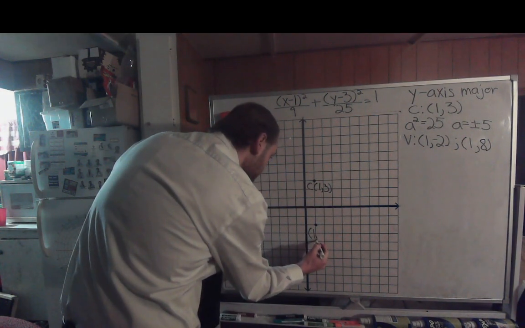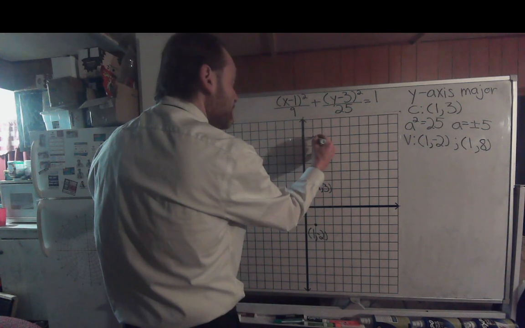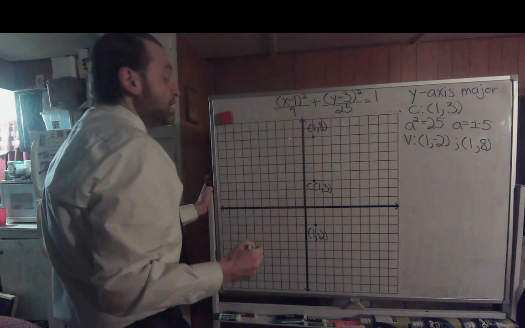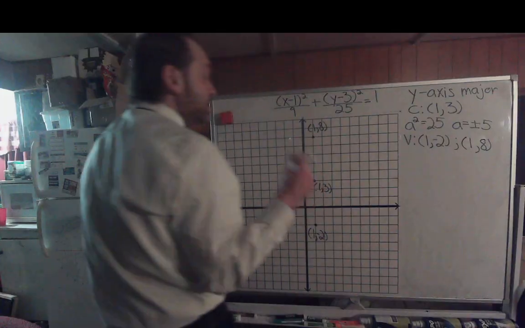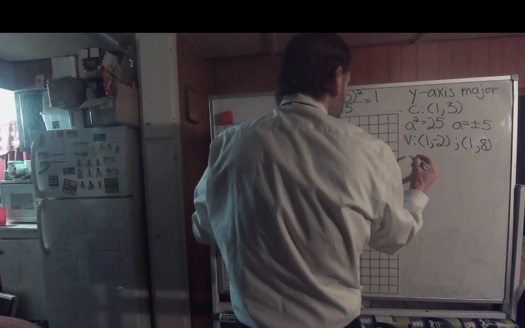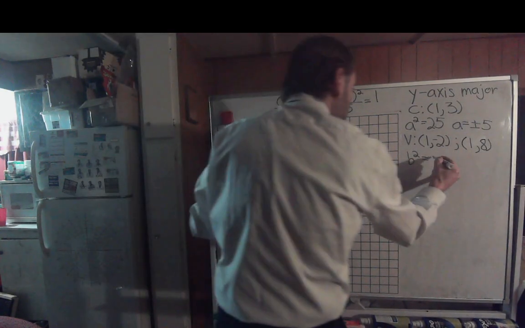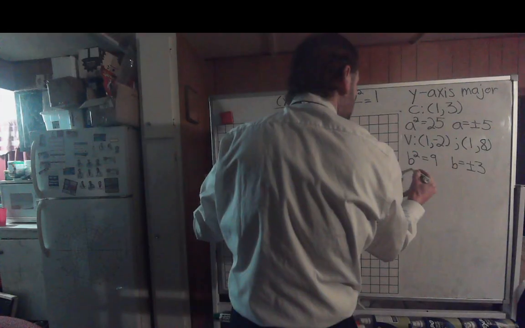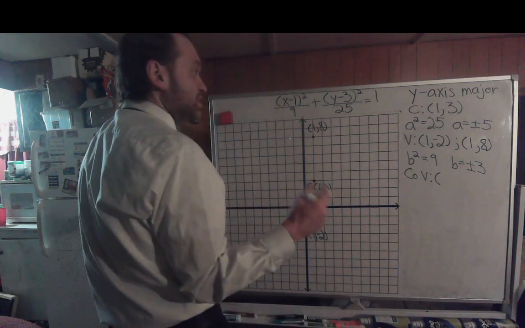So there is 1, negative 2, and then we have 1, 8 right here. Alright, then we need to find the co-vertices. Well, that indicates then we're talking about the minor axis, the y-axis. So we know b squared then equals 9, which means b equals plus and minus 3. So to find the co-vertices, this time we're affecting the x-coordinate since it's the minor axis.